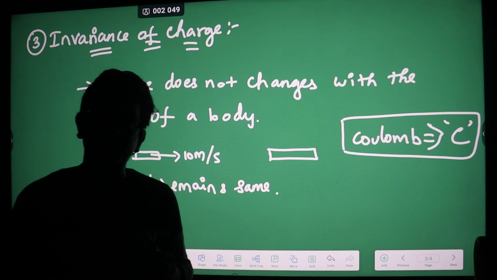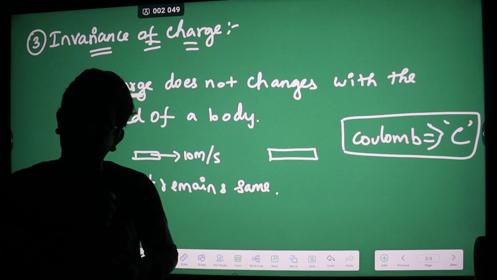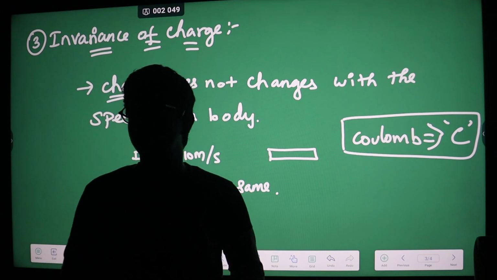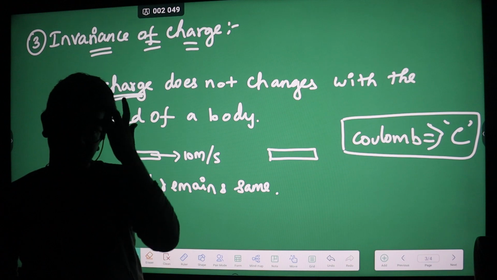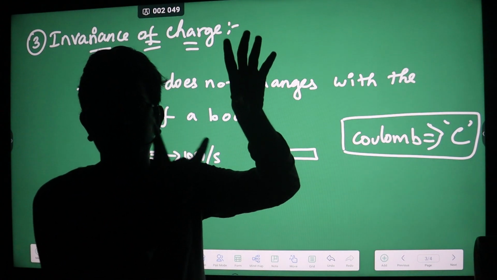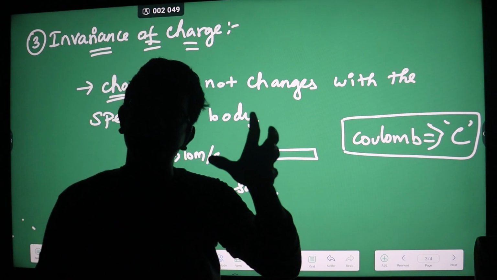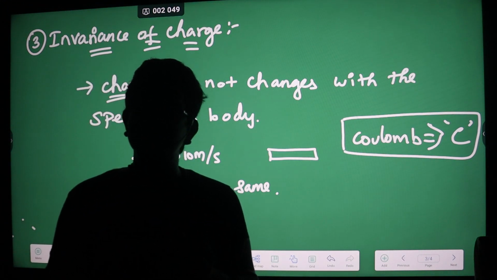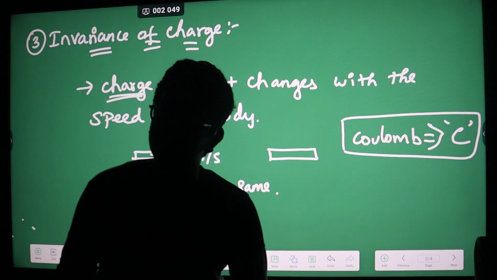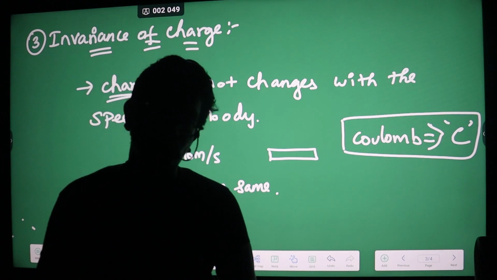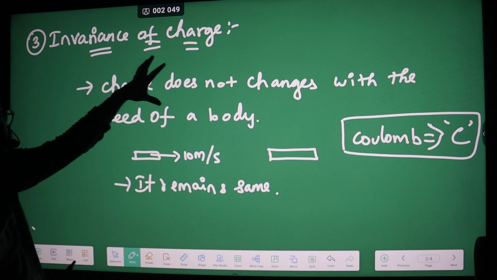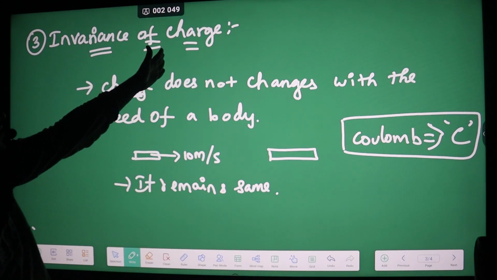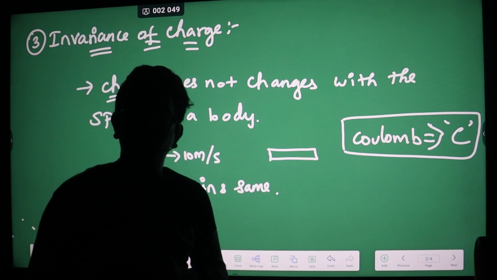But in case of mass, the mass changes with the velocity of the object. If the velocity of the object is comparable with the speed of light, as you will study in quantum mechanics, then you will come to know that mass really changes with the speed of a body, but the charge is not going to change with the speed of a body. That is the third property of charge, that is invariance of charge.